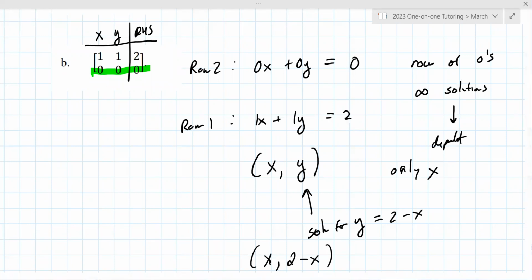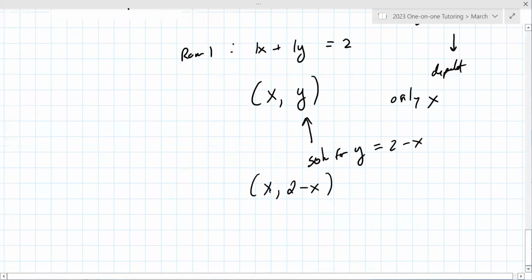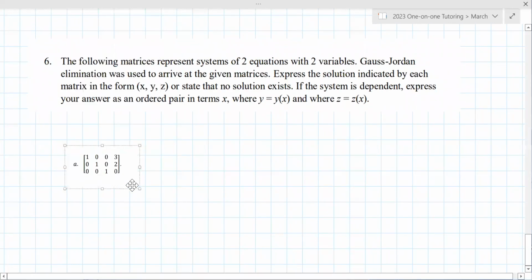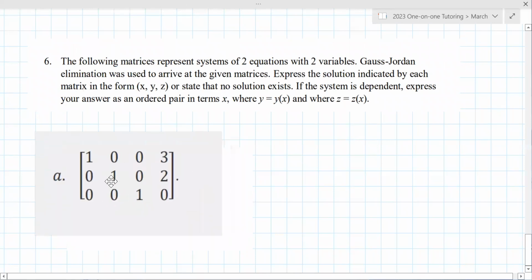All right, so that's 5 now. We should probably do 6, maybe it'll solidify it, if that's okay with you. Yeah, that'll be perfect. All right, so again, I'm going to put labels at the top, X, Y, Z, and then the right-hand side.